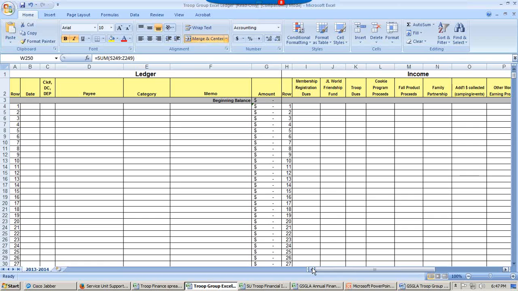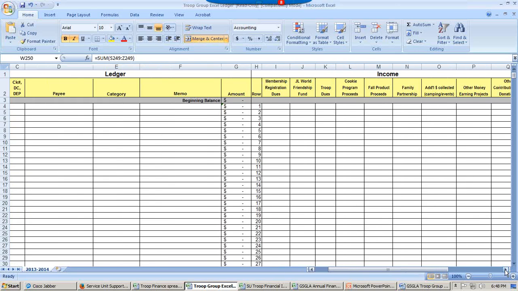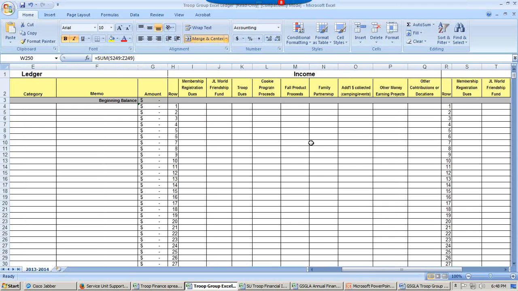The ledger, you start by filling in your transactions with the date and what type of transaction, the payee, the category, and a memo. You don't put anything in the amount column on this particular report. You're going to go to the category that transaction belongs to. So if it's troop dues, you're going to put income for troop dues in the income column. And you're just going to fill it in.